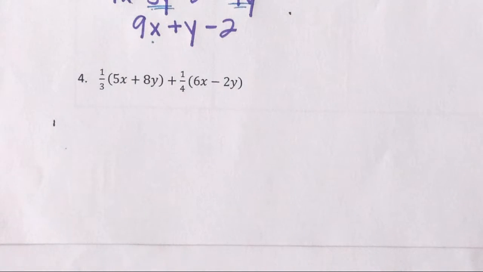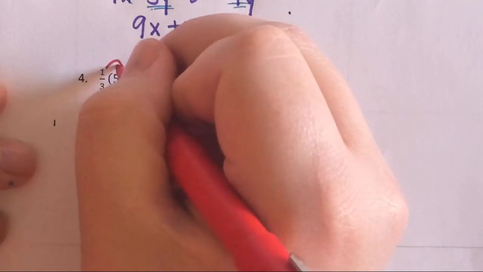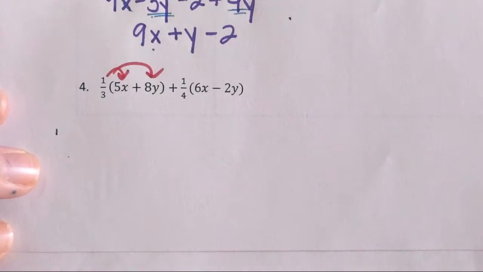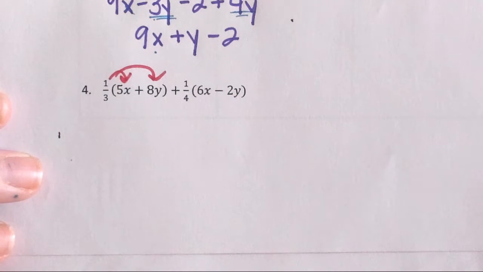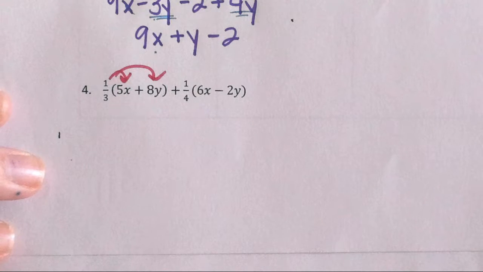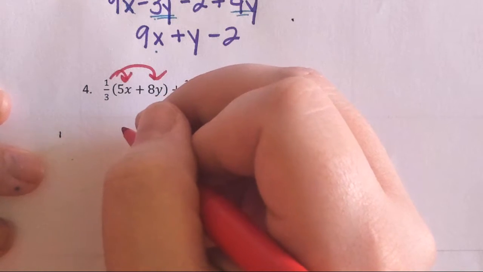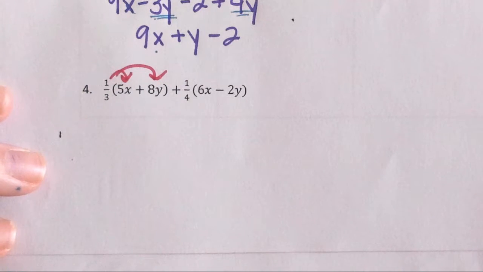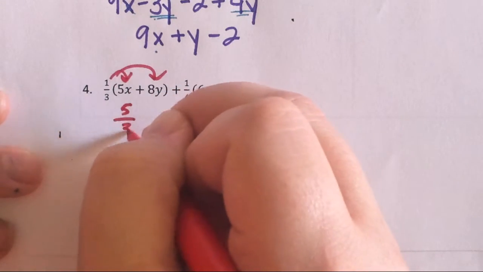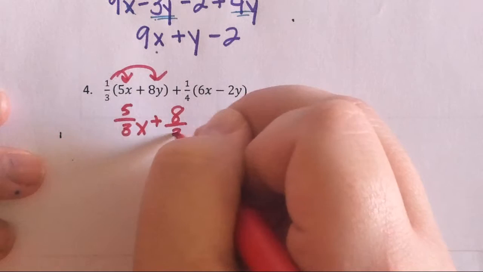Okay, so we've got a fraction. We're going to have to distribute it. What should I get with my first term? Go ahead. You just put 5 and 1/3 next, then plus 8 and 1/3. Instead of that proper fraction, can you give me a mixed fraction? So I'm giving myself a point. I would do 5/3 x plus 8/3 y.